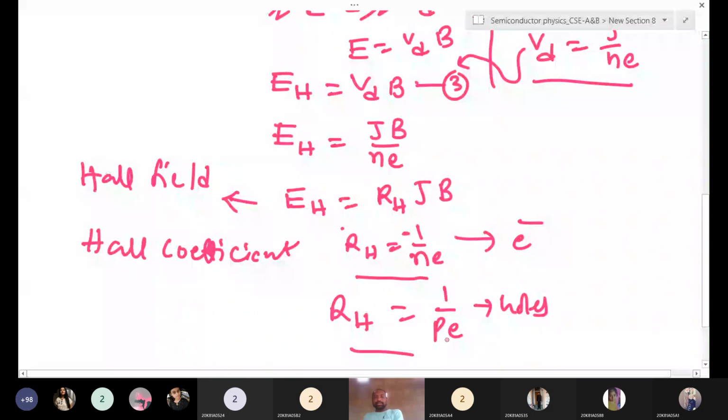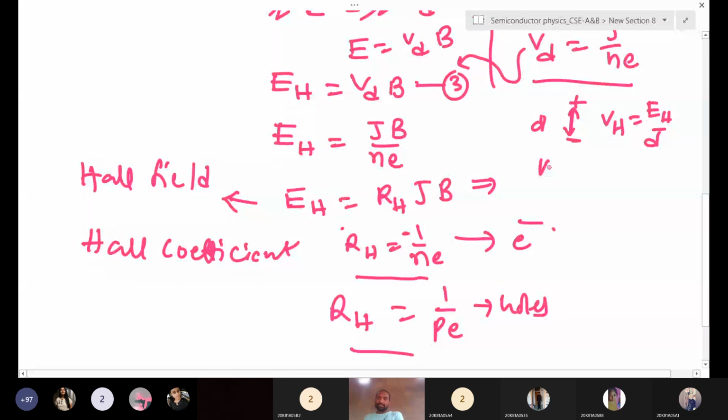So how can you write the Hall voltage from this expression? Suppose you have a sample of thickness D. Here we have positive charge and here we have negative charge. Because of this positive and negative potential, these charges are separated by distance D. The electric field will be equal to EH by D, right? So here EH is equal to, you simply substitute VH into D, right?